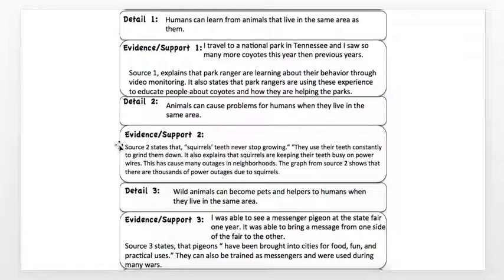So some of the information that I got from the article, I quoted some from the article and I also paraphrased from the graph. So my evidence for how they cause problems is source number 2 states that squirrels' teeth never stop growing. They use their teeth constantly to grind them down. It also explains that squirrels are keeping their teeth busy on power wires. This has caused many outages in neighborhoods. The graph from source number 2 shows that there are thousands of power outages due to squirrels. So here's an example of squirrels having a negative impact on people. They're causing a problem. They're making the power grids shut down because they're chewing. They're trying to grind their teeth and they're chewing.